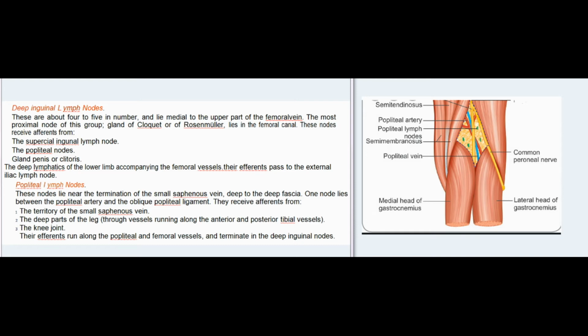Popliteal lymph nodes. These nodes lie near the termination of the small saphenous vein, deep to the deep fascia. One node lies between the popliteal artery and the oblique popliteal ligament. They receive afferents from: 1. The territory of the small saphenous vein. 2. The deep parts of the leg, through vessels running along the anterior and posterior tibial vessels. 3. The knee joint. Their efferents run along the popliteal and femoral vessels, and terminate in the deep inguinal nodes.